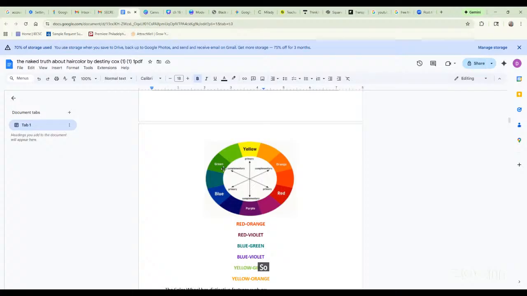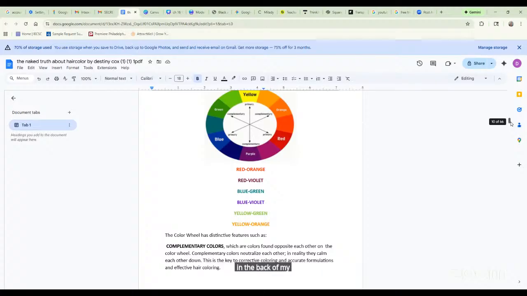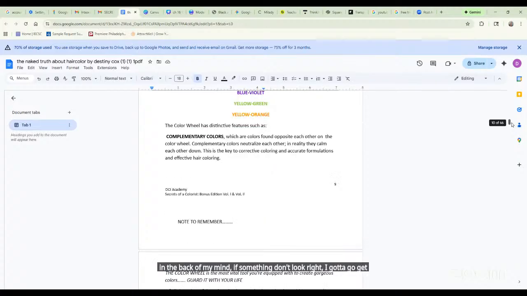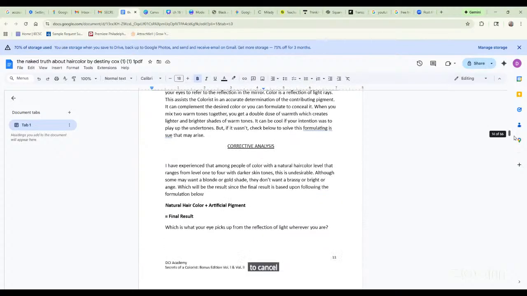So I got to make sure that I have what we call ash. Green is called ash. So I need to make sure I got a little ash in my stash to make sure I canceled out any red. I also need to make sure I have a little blue because blue cancels out orange. And if you notice, there's a lot of red and a lot of orange. So I need to make sure I got my complementary colors on deck, no matter what I decide to do. In the back of my mind, if something don't look right, I gotta go get my ash and I gotta go get my blue to cancel out those unwanted tones.